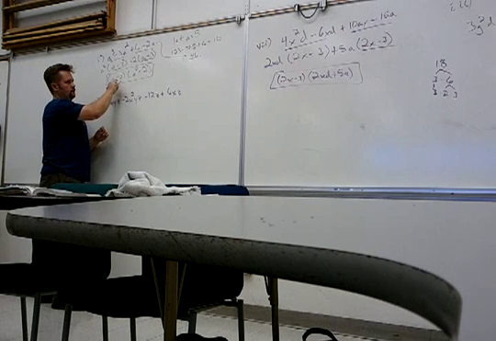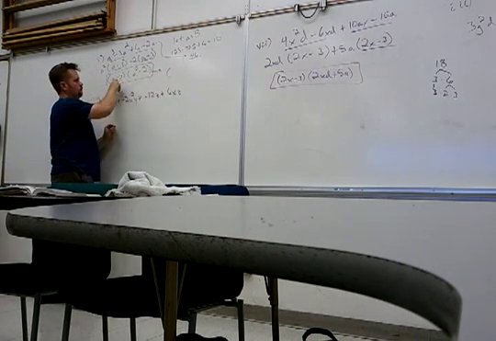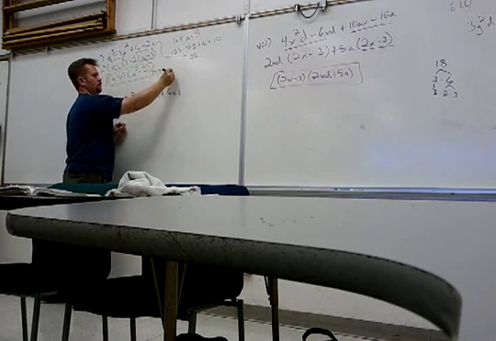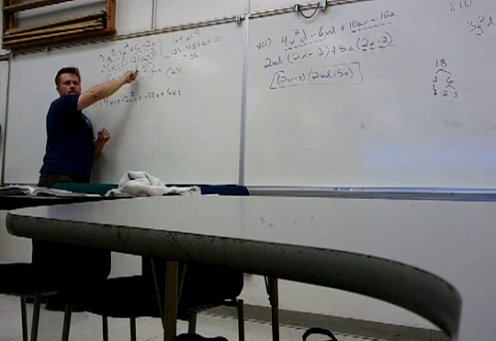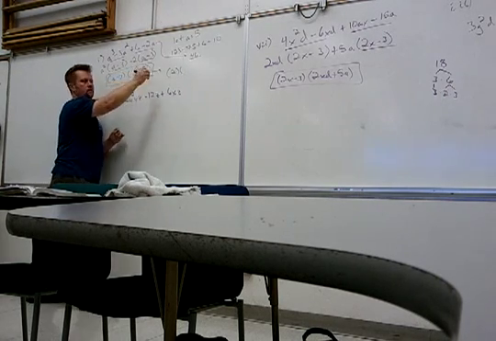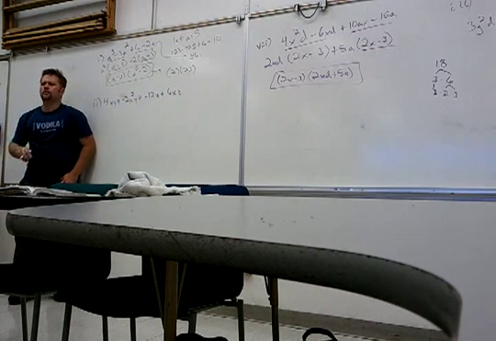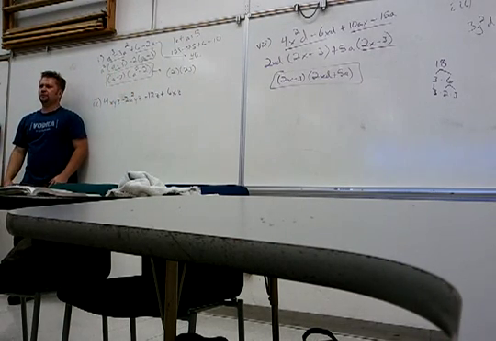What is this? What's that right there? 46. If A is 5, this is 2. 5 squared, 25, minus 2, 23. Is that a way to factor 46? Okay. Have you guys ever seen that before?